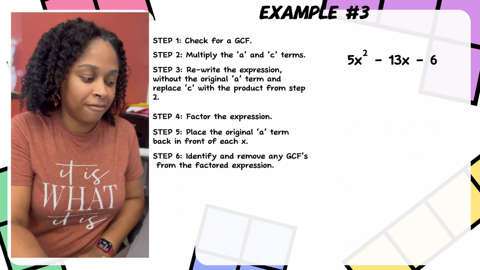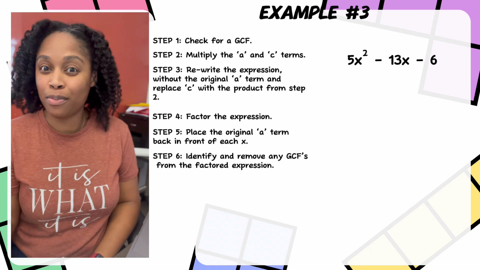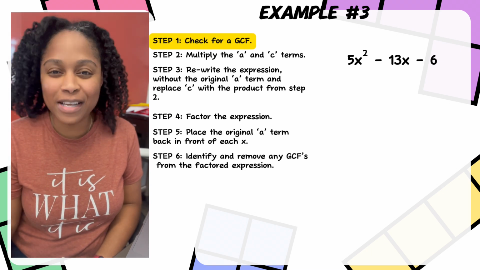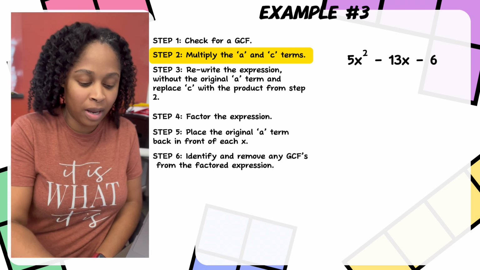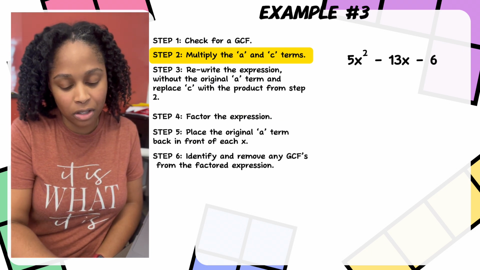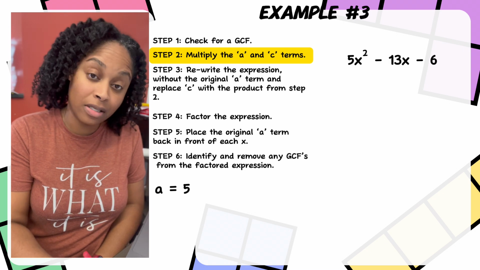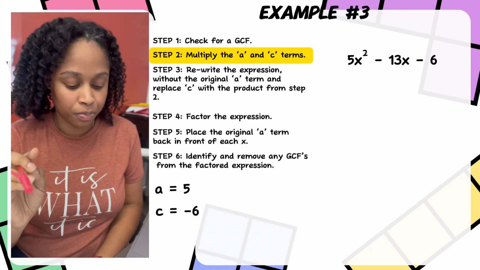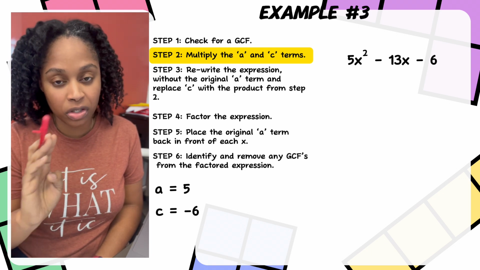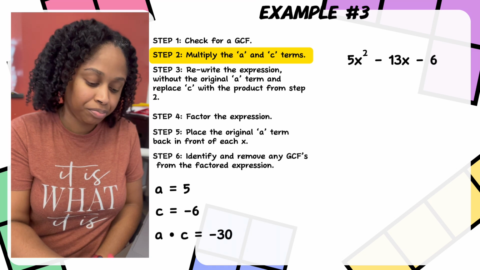Question 3, we have 5x squared minus 13x minus 6. Step 1, check for a GCF. There is no GCF. Step 2, multiply the a and the c terms. So I'm going to identify what my a and c terms are and put it off to the side. So my a term is 5. My c term is negative 6. And we need to multiply those two. So a times c, which is 5 times negative 6, is going to give you negative 30.